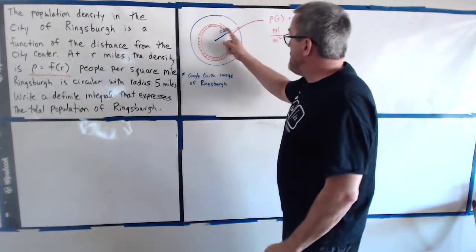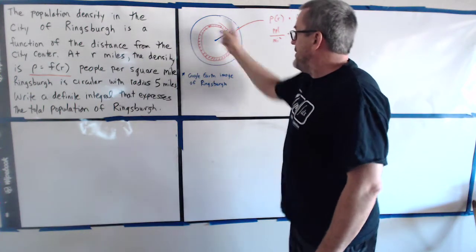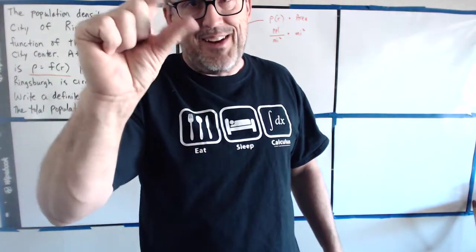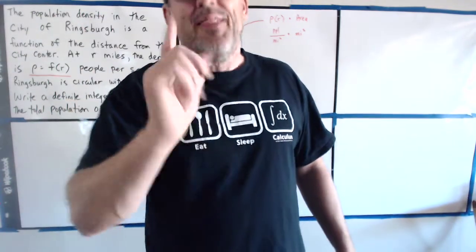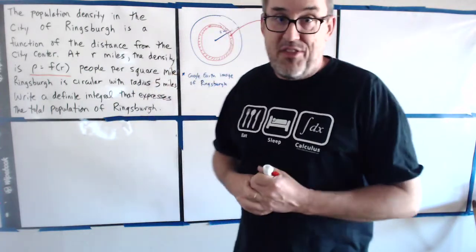Now, if we find out how many people are inside that ring, plus how many in that ring, that ring, and all the rings, infinitely many, infinitesimally thin, sum them all up. That's the stuff we're going to sum up, is the number of people inside each of these infinitesimally thin rings.